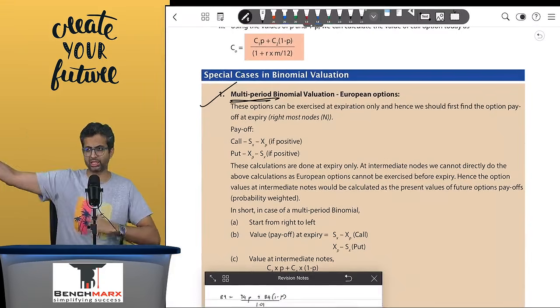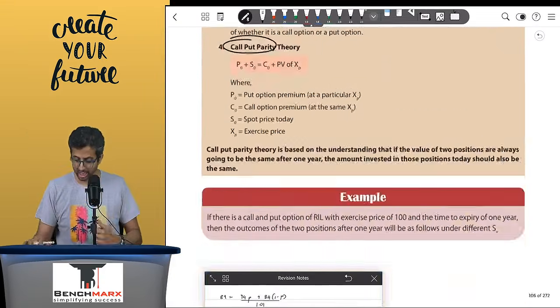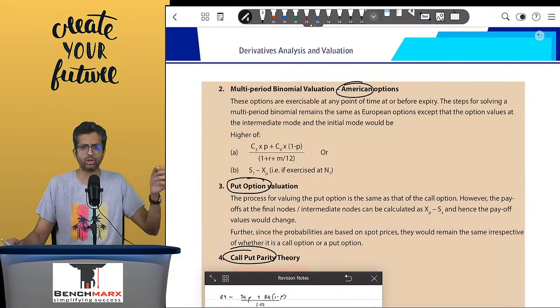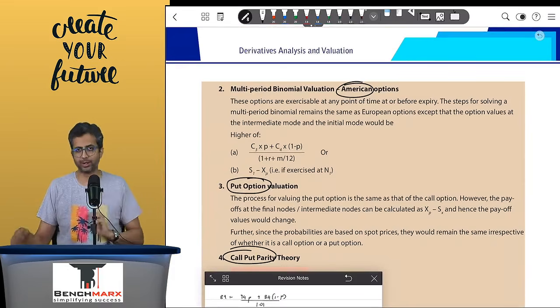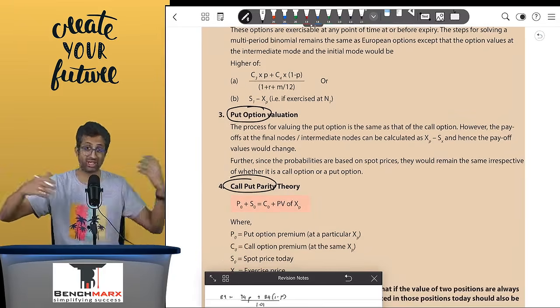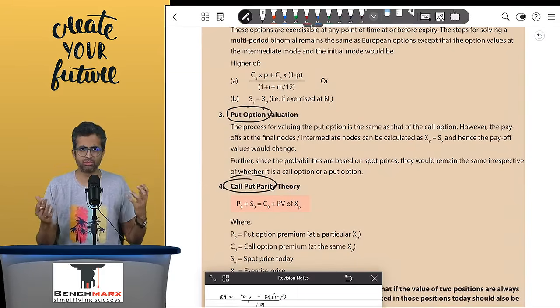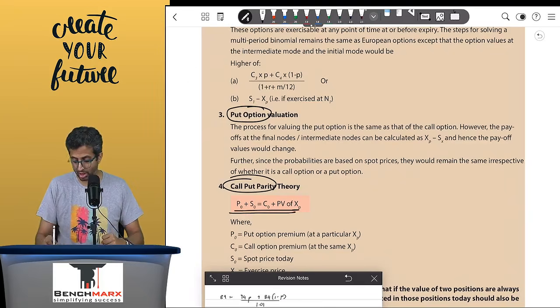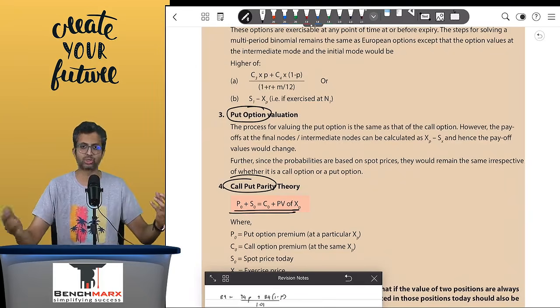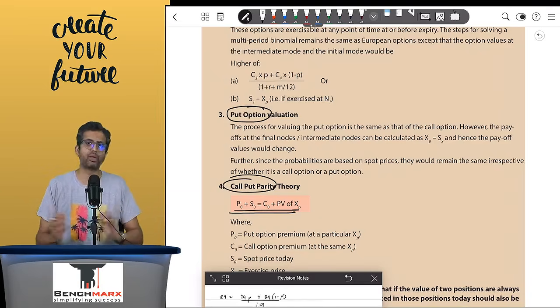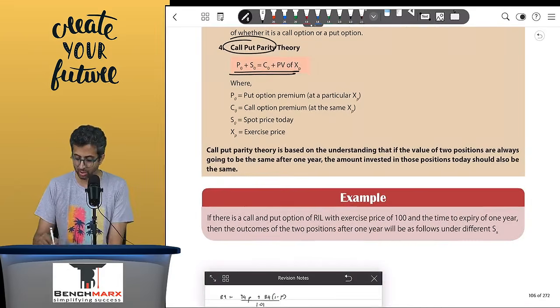So over here we have even discussed what is the multi-period binomial. Basically you start from the right hand side and slowly come to the value today. We have also discussed what happens in case of an American option. Then at each point you also compare the value that you get with the possible value for an immediate exercise. Put option valuation, you follow the same process, just that the payoff will be based on XP minus S rather than S minus XP. And then call put parity theory, on one side share along with the right to sell that share, and call along with the money to exercise and buy that. Both of them will give you an equal position, and this can be used.